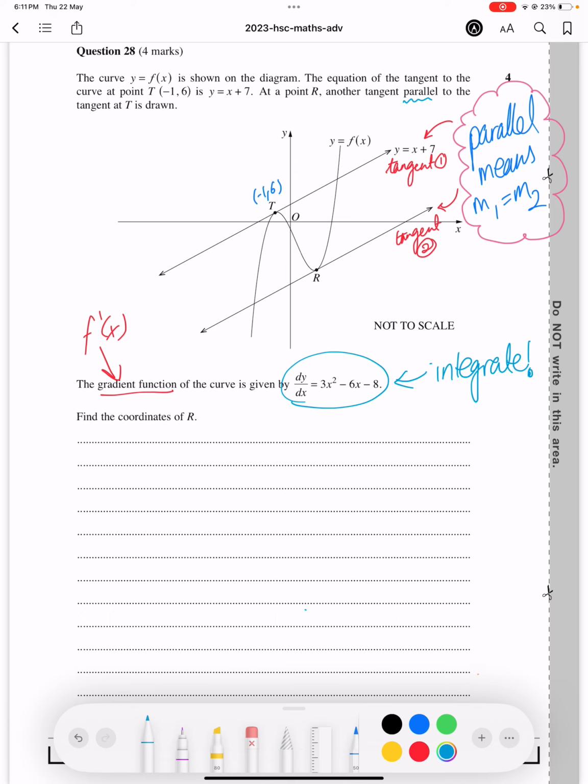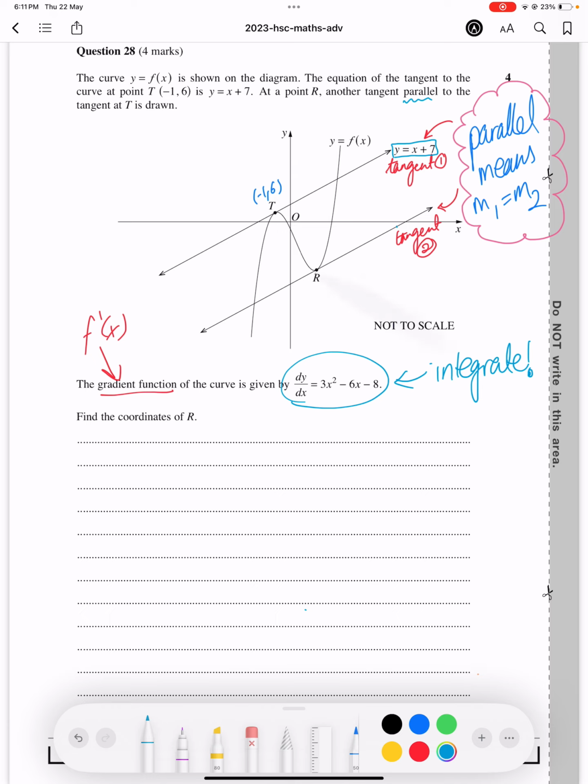First of all, the fact that both tangents are parallel means that their gradients are equal. And since tangent 1 has an equation that is in y equals mx plus b form, the number in front of the x, which is 1, would be the gradient of the tangent. Since the tangents are parallel, tangent 2 also has a gradient of 1.